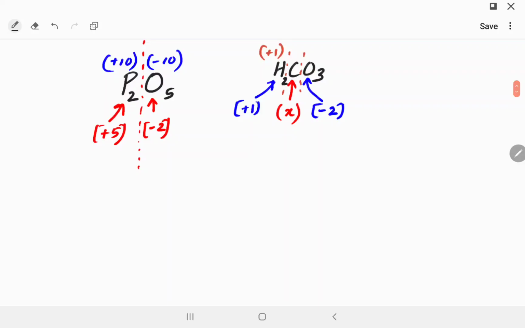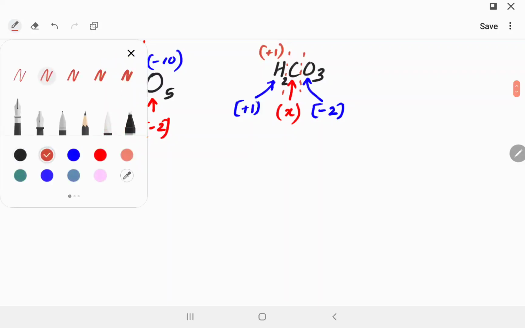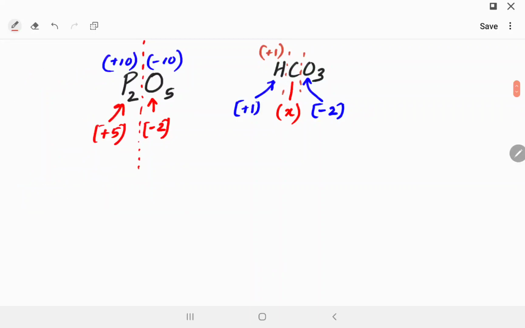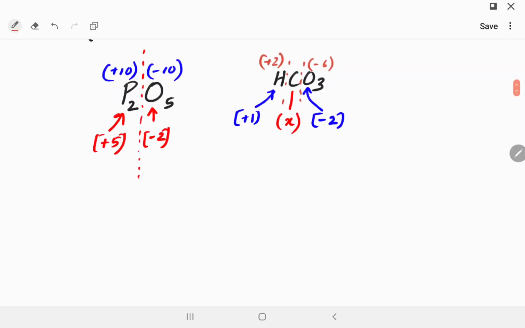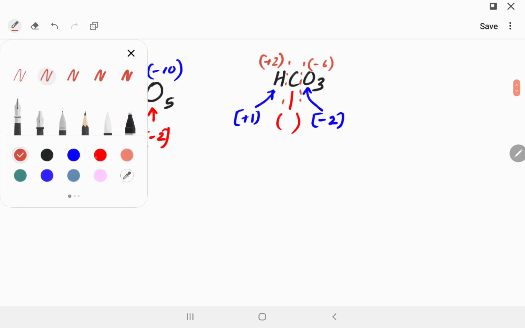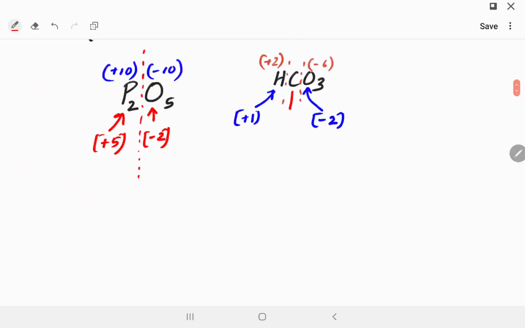So you have 2 hydrogens, so hydrogen brings +2 to the table. And you have 3 oxygens, -2 times 3, which is -6. To balance everything out and make the whole thing 0, carbon should be +4. That is the only way you can make the sum of the oxidation numbers 0. So carbon is +4.